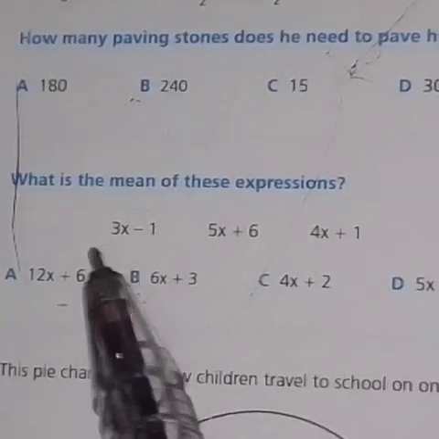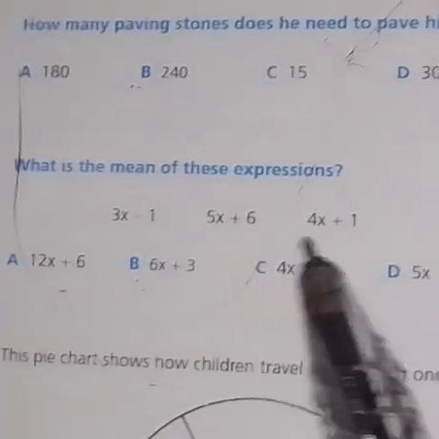We have 3x, and the difference between an expression and an equation is that in an expression you will not have an equal sign, but in an equation they will equate it to a number, either equal to 0 or equal to 8 or something like that. So we have 3x minus 1. This is an expression. 5x plus 6 is an expression. 4x plus 1. And what's the meaning of mean?